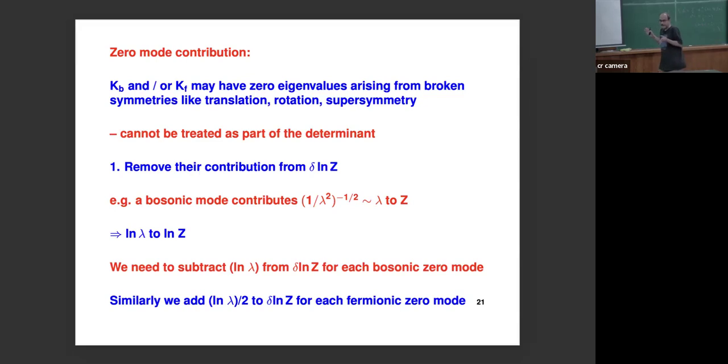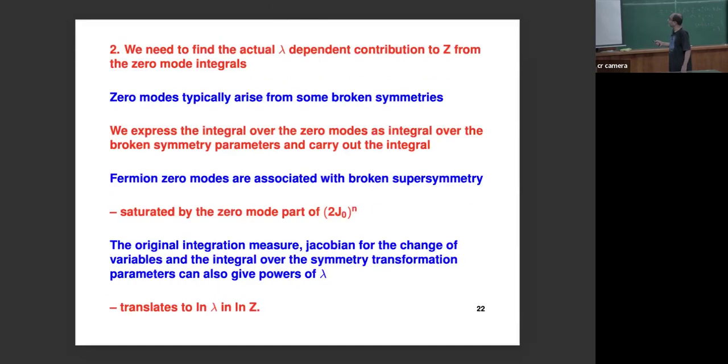Okay. So this is the first step, that the heat kernel somehow includes the zero modes as if they are non-zero modes. We have to rectify it by subtracting that contribution. And then we have to find the actual lambda dependent contribution to z from the zero mode integrals. And this is somewhat involved, because the way one does the zero mode integral is that typically the zero modes arise from some broken symmetry. For example, the translation mode, right? The translation symmetry is broken by the black hole, so that gives a translation zero mode, right? If it's a rotating black hole, it breaks some rotational symmetry, so it will give some rotational zero modes. So it arises from broken symmetry.